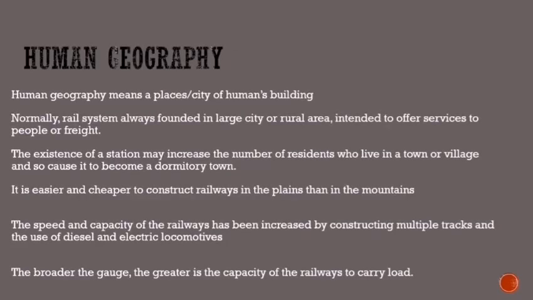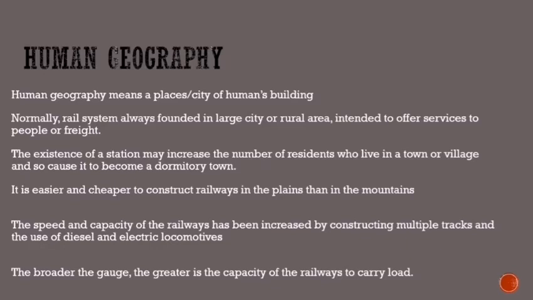Second is human geography. Human geography means a place or city that humans built. It is normal for a rail system to be founded in a large city or rural area, because the purpose is to offer services to people or freight. The existence of a railway will increase the number of residents in a town or village. It is a great benefit to build around them because it is easier and cheaper to construct railways in the plains than in the mountains.